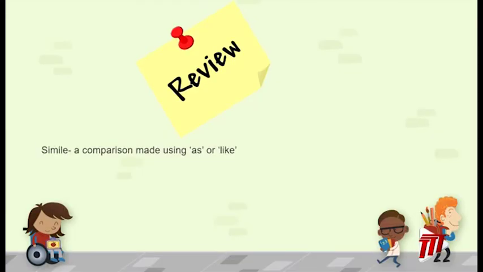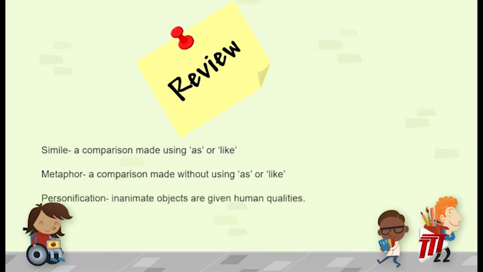Let's review what we have learned so far in this lesson. We have learned that a simile is a comparison made using as or like. We have learned that a metaphor is a comparison made without using as or like. And we have learned that personification is when inanimate objects are given human-like qualities.